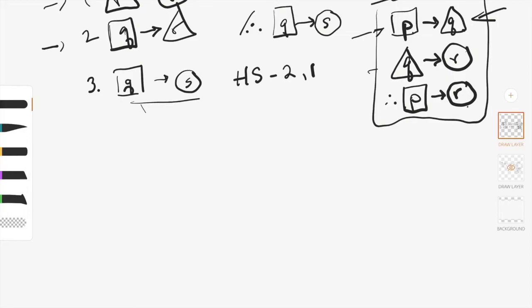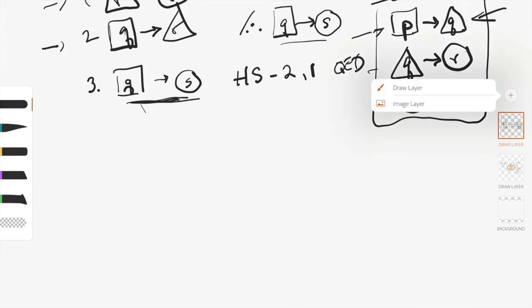Now, since the expression we derived here matches the conclusion that we were aiming at, we have succeeded in constructing a proof for this argument. Now, let's look at one more.